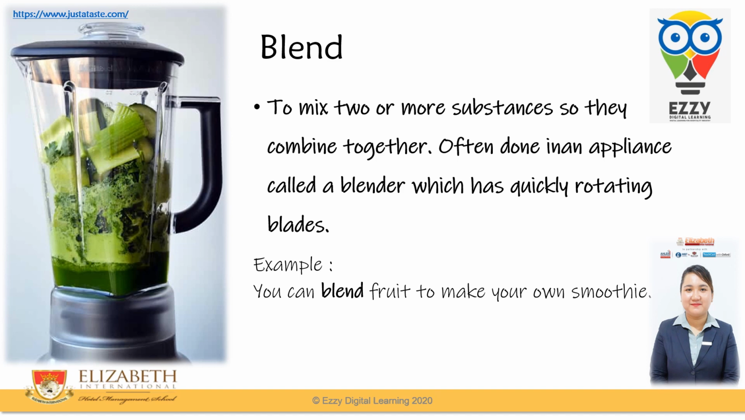Blend is to mix two or more substances so they combine together. Often done in an appliance called a blender, which has quickly rotating blades. For the example, you can blend fruit to make your own smoothie.